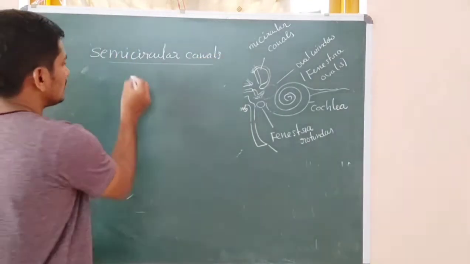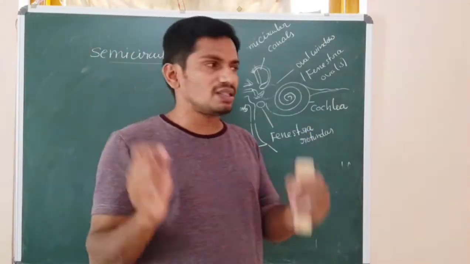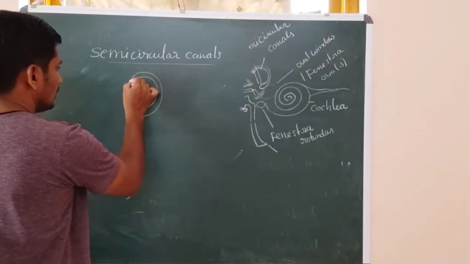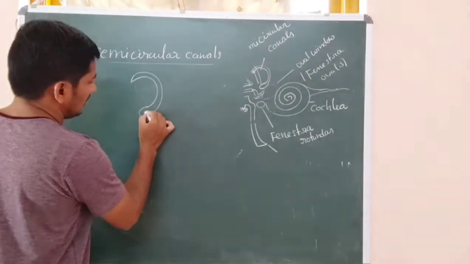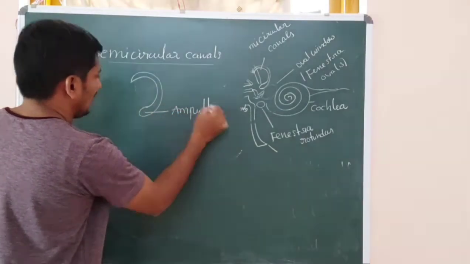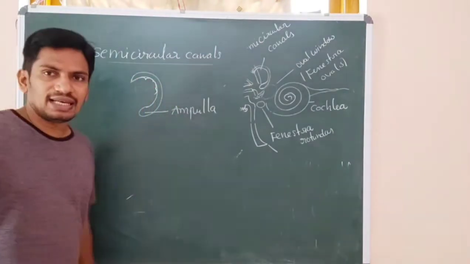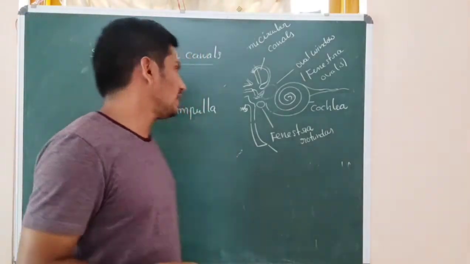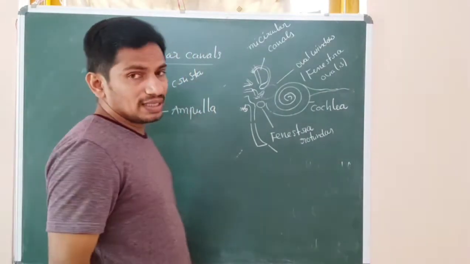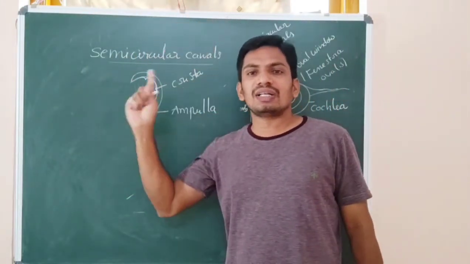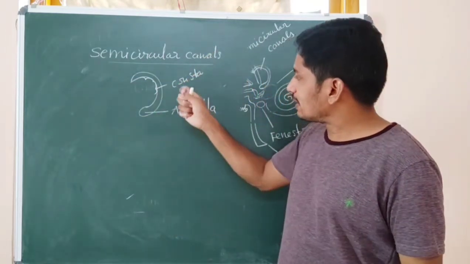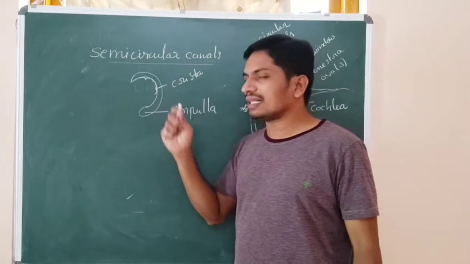Semicircular canals. Here there are three semicircular canals. Here are the bones, and this is one semicircular canal. The swollen part of this is known as the ampulla. It has some sensory ridges, which are known as the cristae, or crista. The saccule and utricle have sensory ridges known as the macula. But here in the semicircular canal, the swollen part is known as the ampulla.